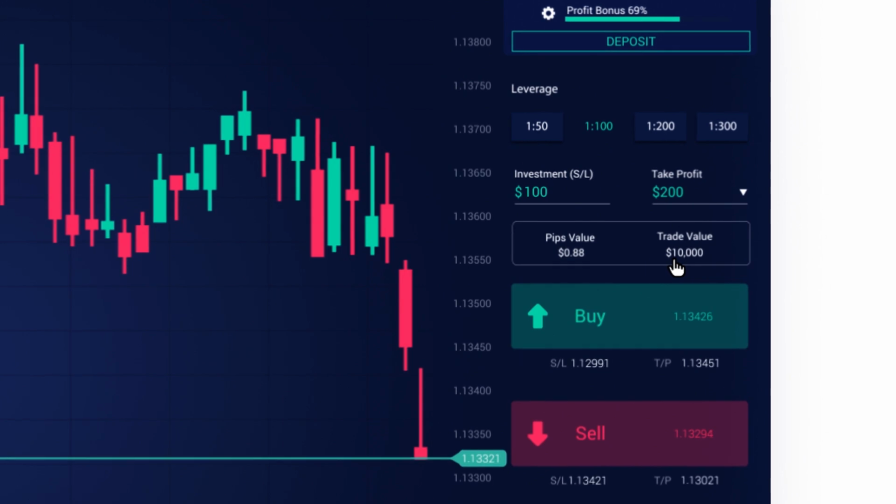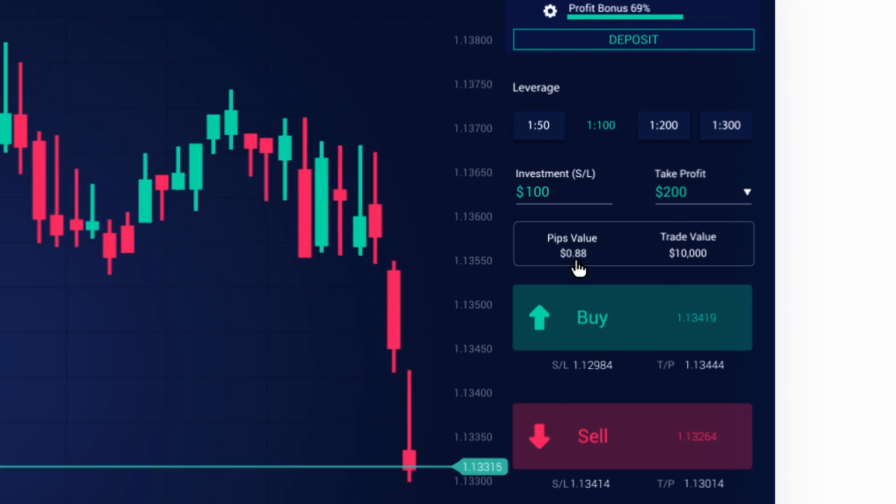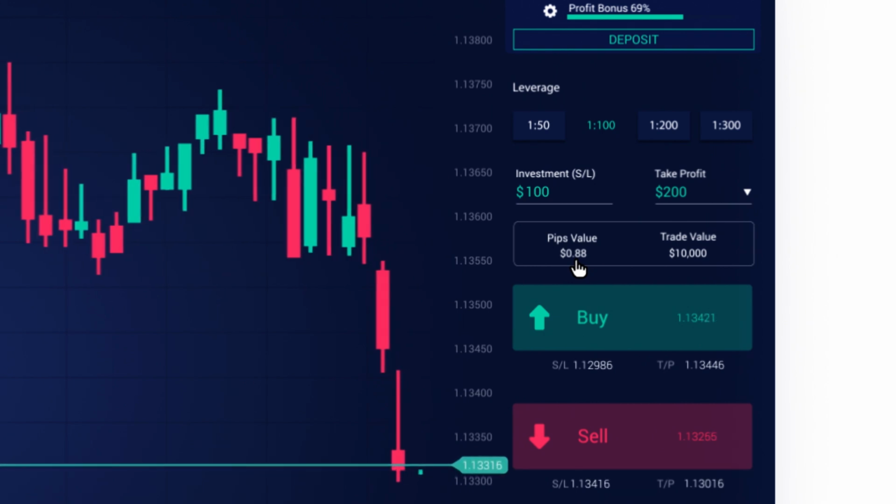A higher trade value means that you can take a larger position in the market without having to invest the full capital. The pip value is dependent on both the invested amount and leverage. This means that the higher the trade value, the greater the pip value will be.